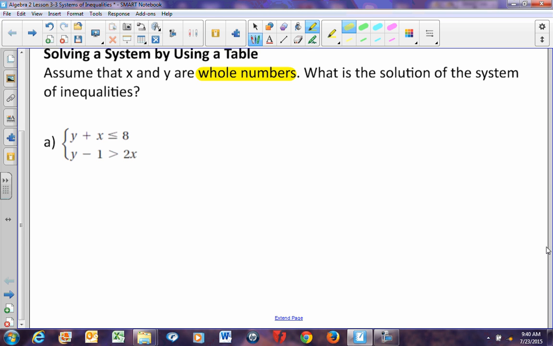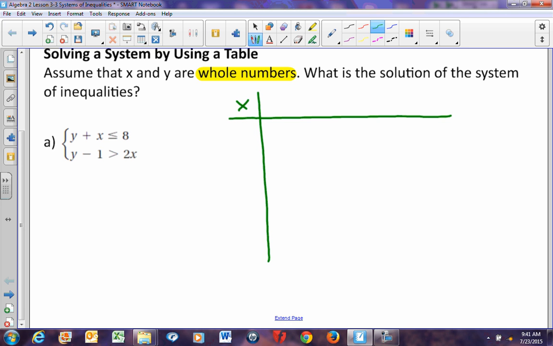The other inequality, y minus 1 is greater than 2x, has an infinite number of solutions, 0 to infinity. I don't want to list all the possible solutions all the way to infinity, so I'm going to work with the first inequality. So we're going to make a table of values for x and y that satisfy the first inequality. I have an x, and I have a y, and I'm probably going to have more than one possible y.